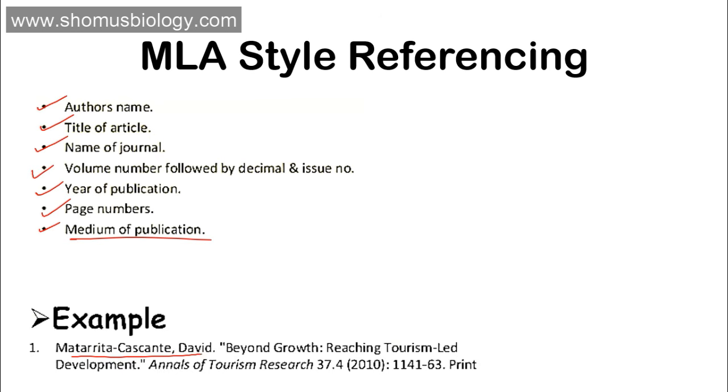You put the author's name, so obviously the last name, then comma, then first name, then inverted comma, Beyond Growth, Reaching Tourism-led Development. This is the title of the article. That's why the title of the article will be inside the inverted comma, stop. Then you should put the name of the journal and then the volume, issue, and in between there is the date, year of publication, then the page number, and then where it is actually printed, that should be mentioned. Okay, so this is a simple example of MLA style referencing.